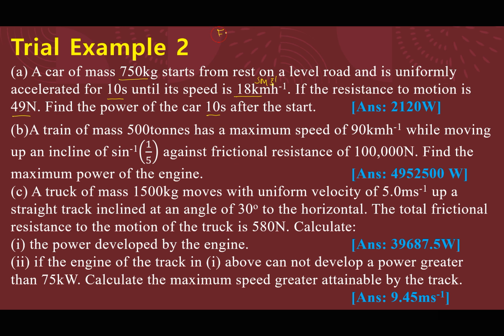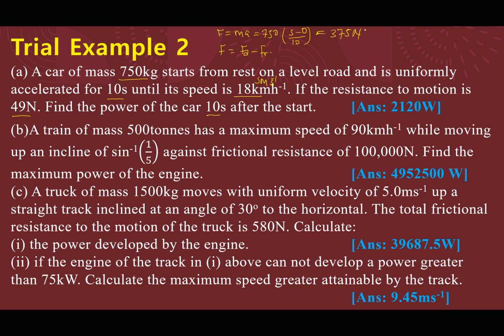The resultant force is given by mass times acceleration. The mass is 750 and the acceleration is final velocity, which is 5. It started from rest, so minus 0, divided by t, which is 10. Change in velocity over time, that is the acceleration. So the resultant force is going to be 750 times 5 over 10, which is 375 newtons. Remember, the resultant force is given by the driving force minus the frictional force.